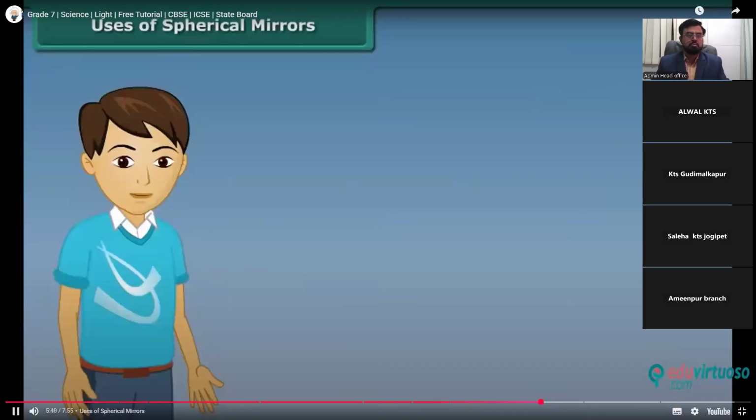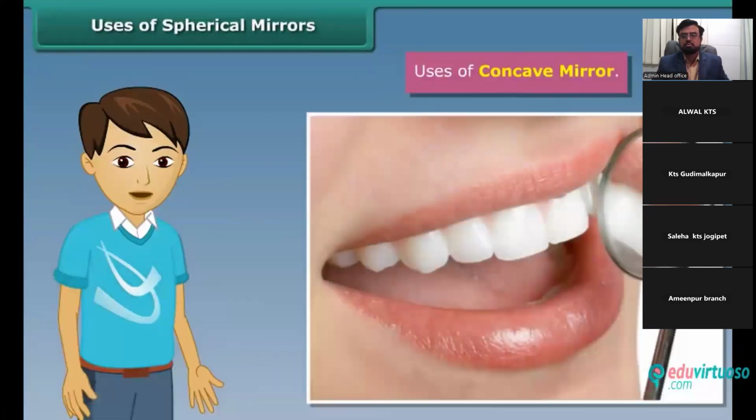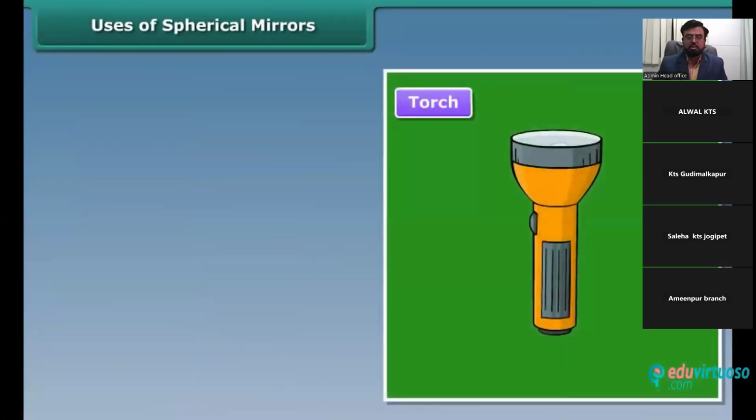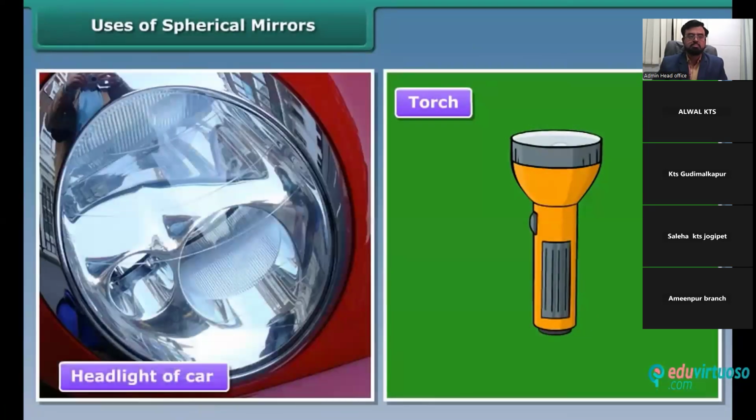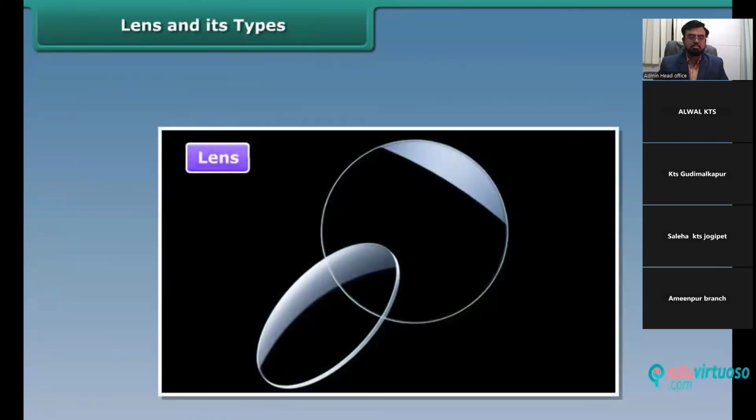Uses of spherical mirrors. So where will you use these? Let's see uses of concave mirror. Concave mirrors are used by dentists to obtain a magnified image of the teeth. They are also used as reflectors of torches and headlights of cars and scooters. Similarly, convex mirrors are used as rear-view mirrors in cars and on motorcycles to help drivers see the traffic behind them.